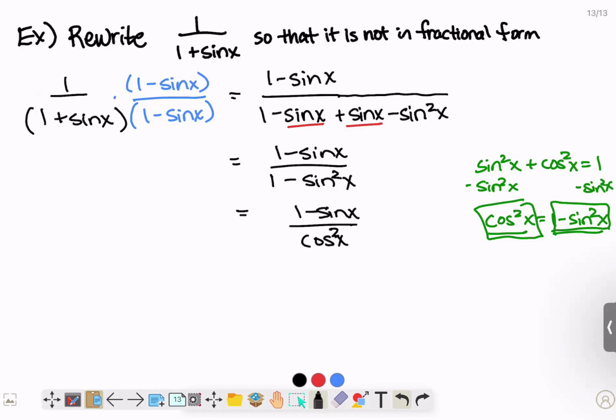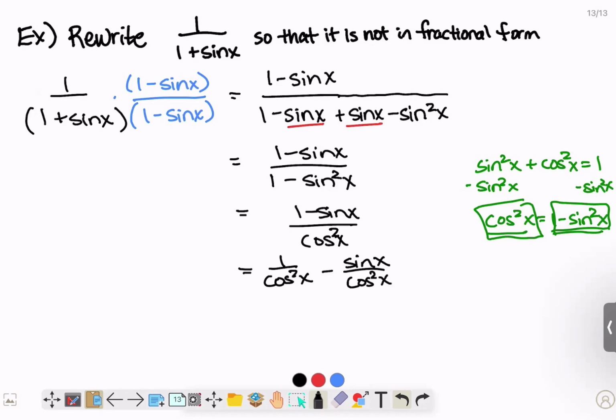Now, the problem said to write it so that it's not a fraction. We still have a fraction here. So what we can do now is separate this into 2 fractions. So this really means 1 over cosine squared minus sine over cosine squared.